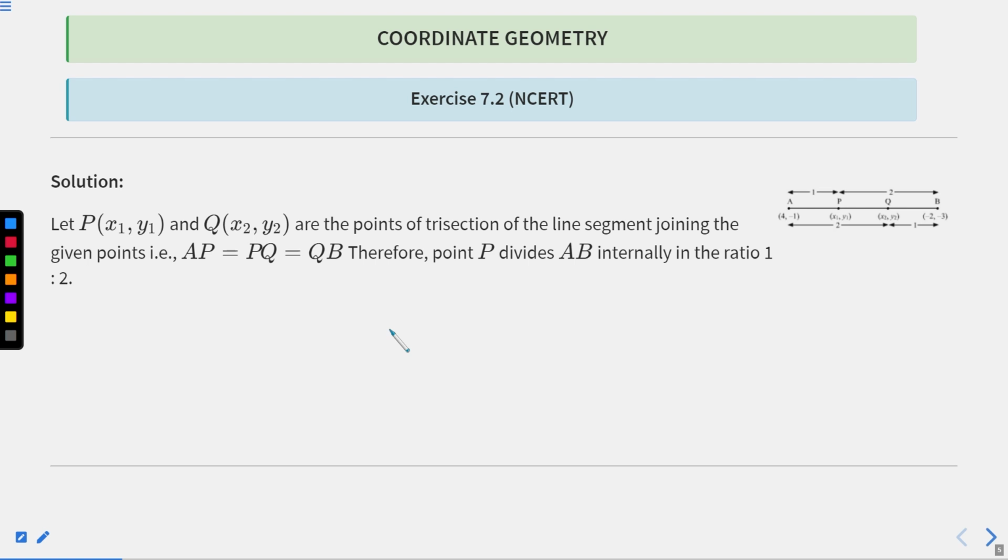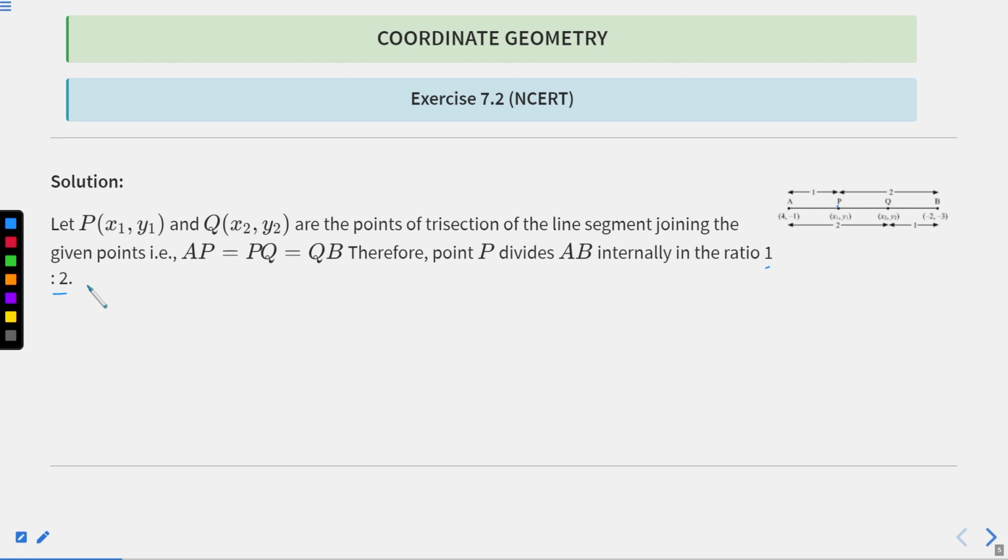If you see this figure, we let the coordinates of P be x1 comma y1 and the coordinates of Q be x2 comma y2. Here you can see AP is equal to PQ, which is equal to QB. Therefore, the point P divides the line segment AB internally in the ratio of 1:2.